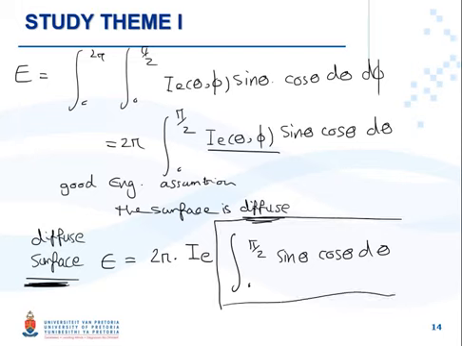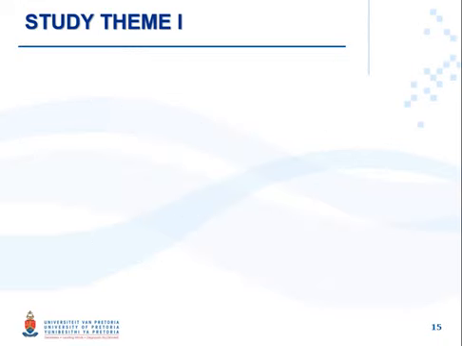So the only thing that we need to calculate is this integral. I just call it A. So basically emissive power is 2 pi times IE, the intensity of emitted radiation, multiplied by A, which is this integral. Don't mix this A with surface area. It's not a surface area, it's just this integral. Okay, so let's calculate that integral and see what we get.